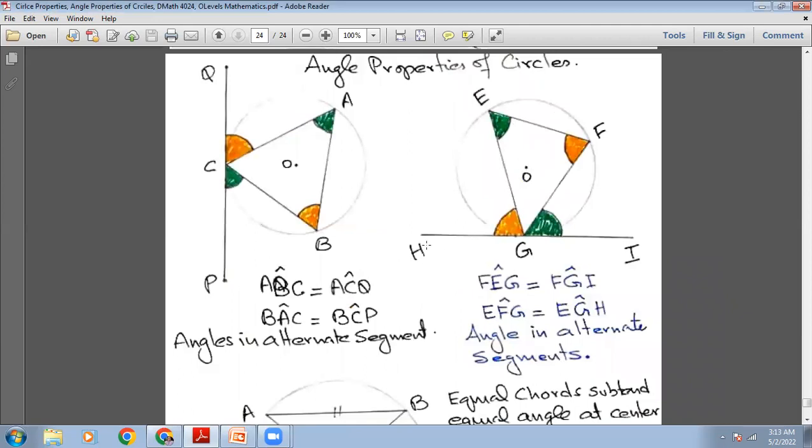Here's another good example. This is the tangent. This is the point of tangency. Here we have a triangle whose one vertex is at the point of tangency, and the other two vertices are on the circumference. So the angle between this tangent and this side of the triangle will be equal to this opposite angle. They will be equal to each other. And the angle between the side of this triangle and the tangent will be equal to this internal angle. So they are known as the angles in the alternate segments.